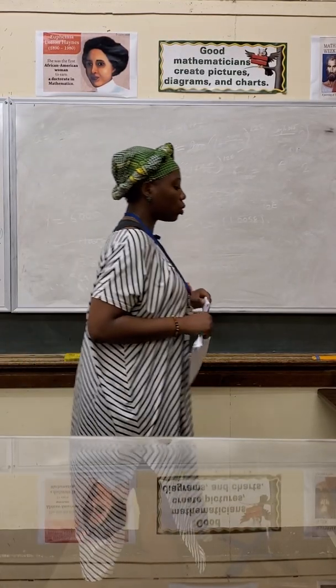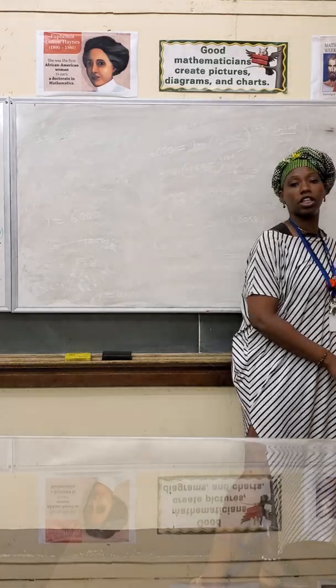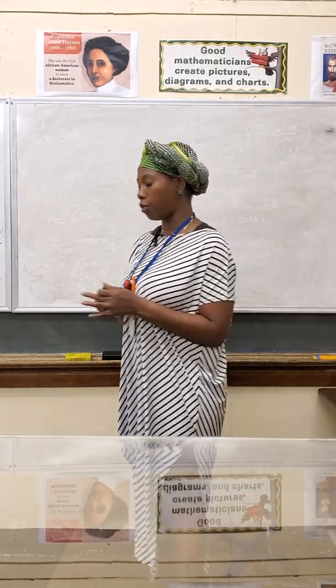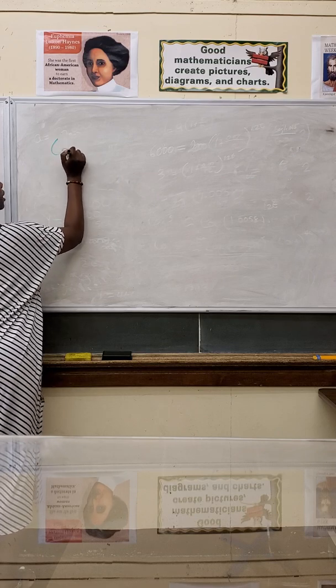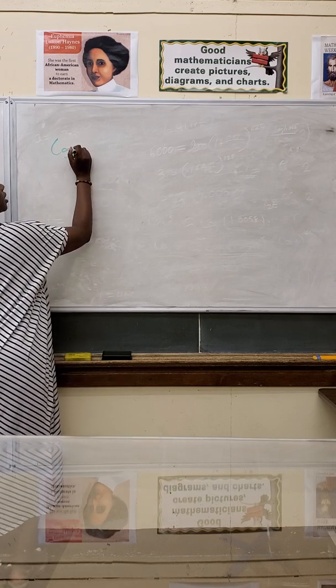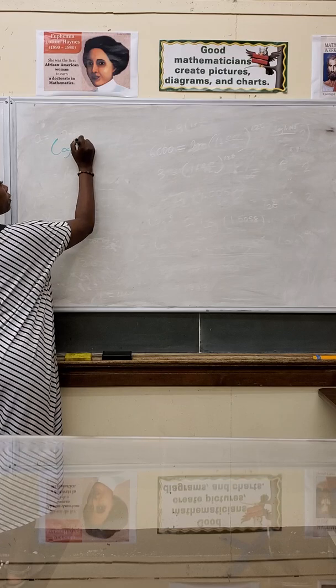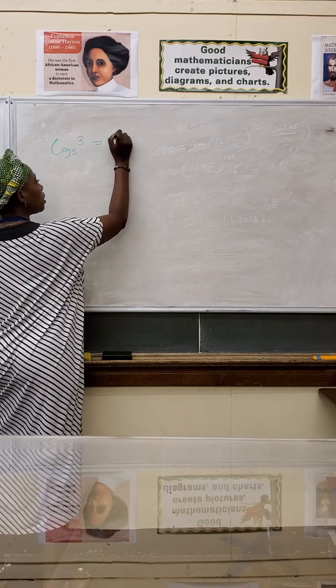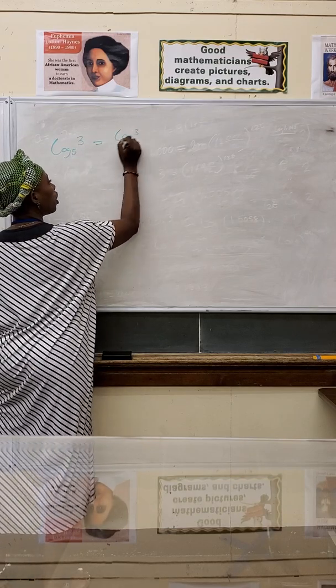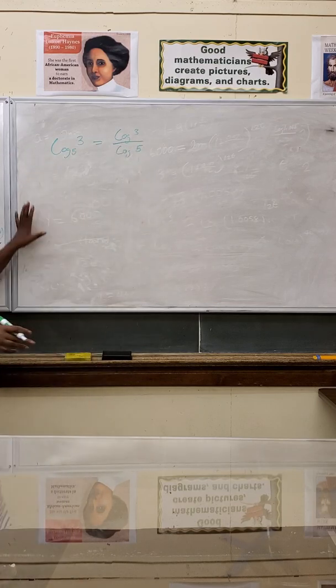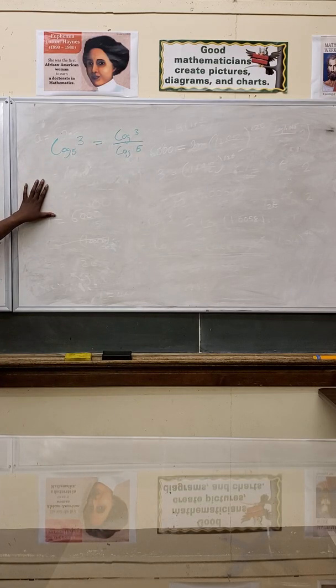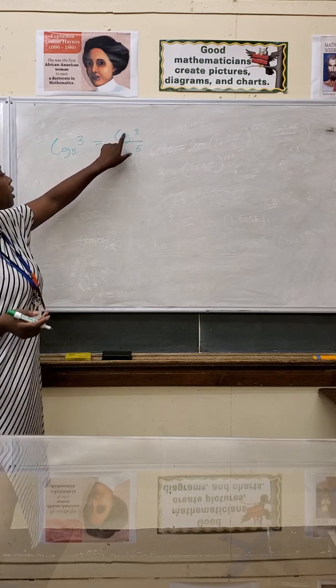Hi, so I wanted to do a quick video explaining the change of base really quickly. So remember, the change of base formula is if you have something like this, log base 5 of 3 is equal to log 3 over log 5. Now this change of base formula works because, like I said, you're changing it to base 10.